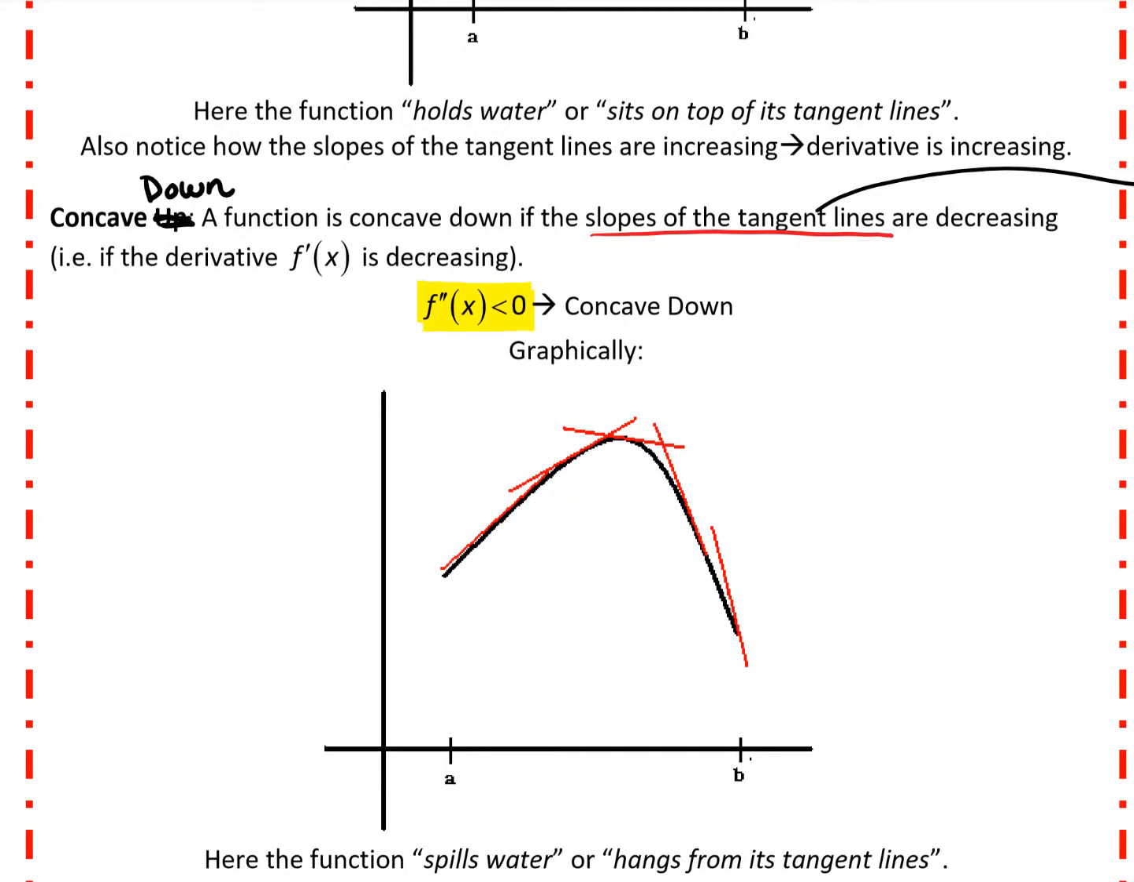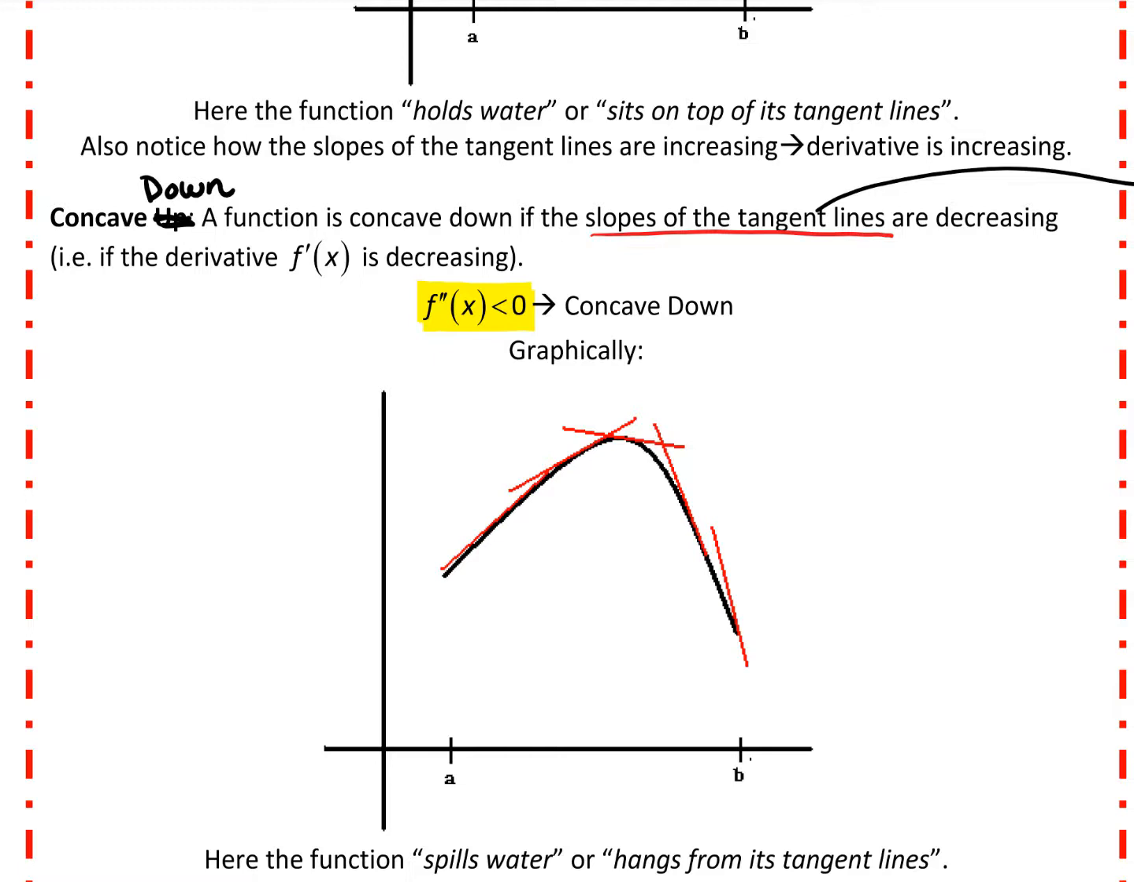And then in terms of what does it mean in terms of a visual? If the curve actually hangs from its tangent lines, so you see here it's just sort of hanging underneath the tangent lines, that is an indication that we are concave down. If you draw on the tangent lines and the curve is hanging from them rather than sitting on top of them.